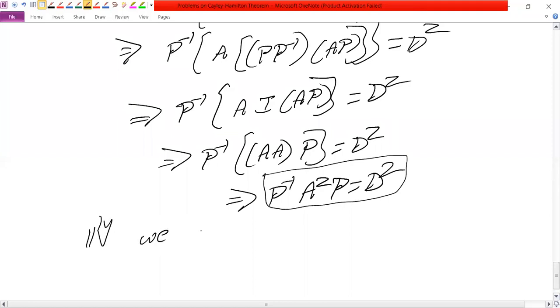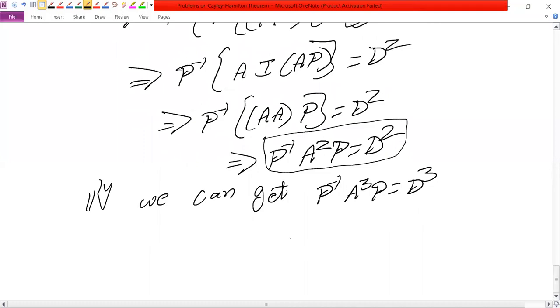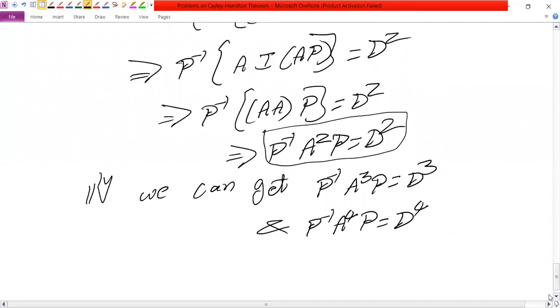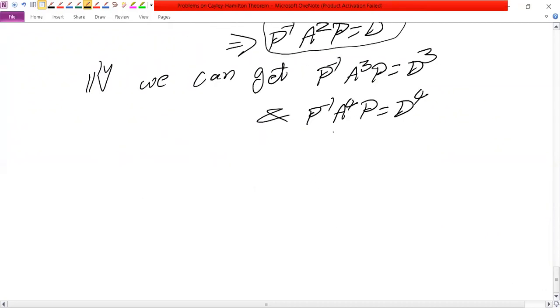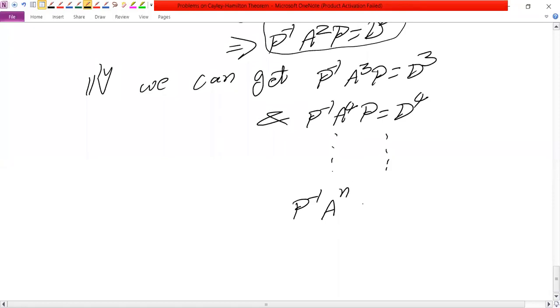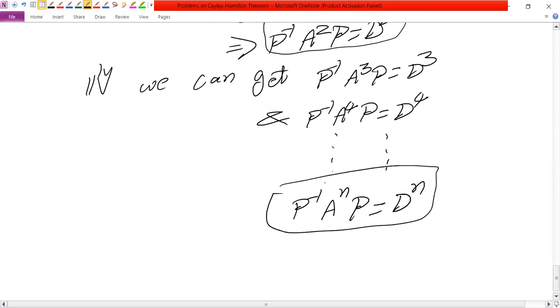Similarly, what can we prove? P inverse A cube P equals D cube. And P inverse A power 4 P is equal to D power 4. And so on. What can we get? P inverse A power n into P equals D power n. This can happen. But what we need to find is A power 4. For that, I am finding A power n here.